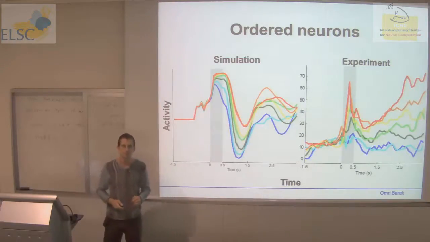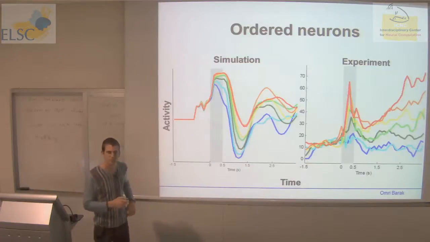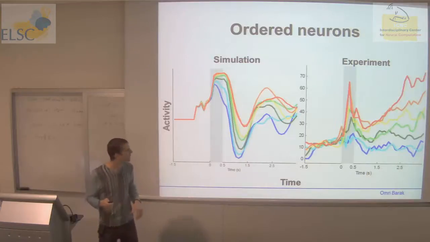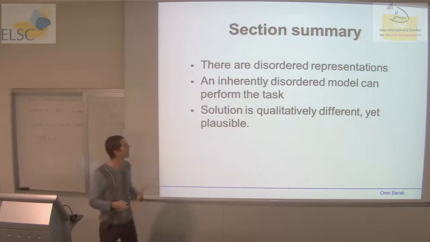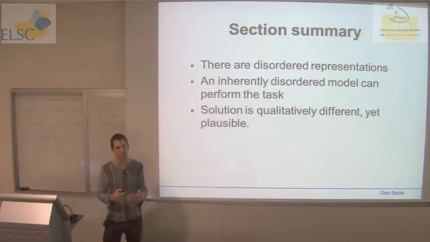Yes? So could it be that a classifier is focusing on such neurons too? No, so I know it's not. So to summarize this section, there are disordered neurons, and inherently disordered models can perform such a task, and the solution is qualitatively different yet plausible.